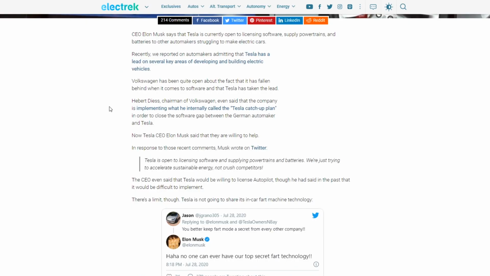So given those facts already, let's go ahead and jump into the meat of this article. As it states right here, CEO Elon Musk says that Tesla is currently open to licensing software, supplying powertrains, and batteries to other automakers struggling to make electric cars. Recently, we reported on automakers admitting that Tesla has a lead on several key areas of developing and building electric vehicles. Volkswagen has been quite open about the fact that it has fallen behind when it comes to software and that Tesla has taken the lead.